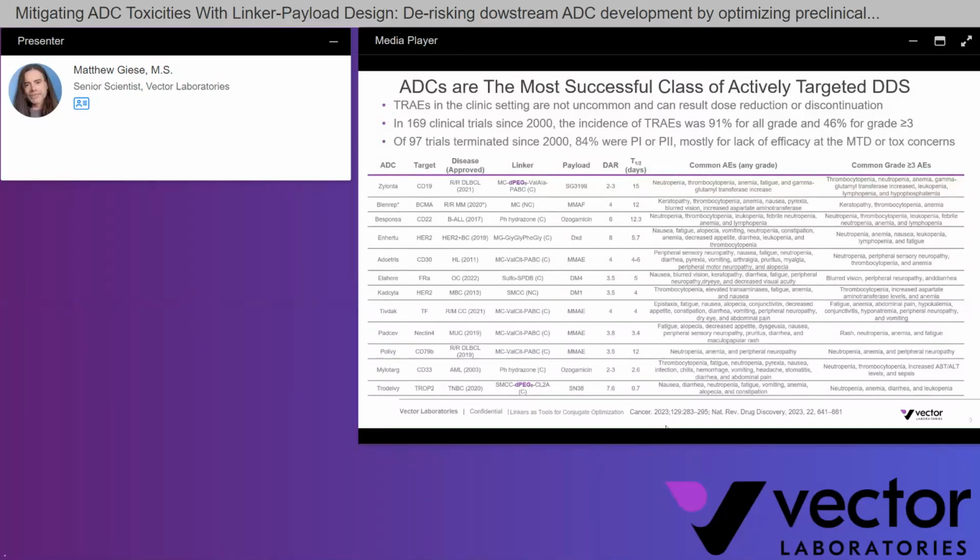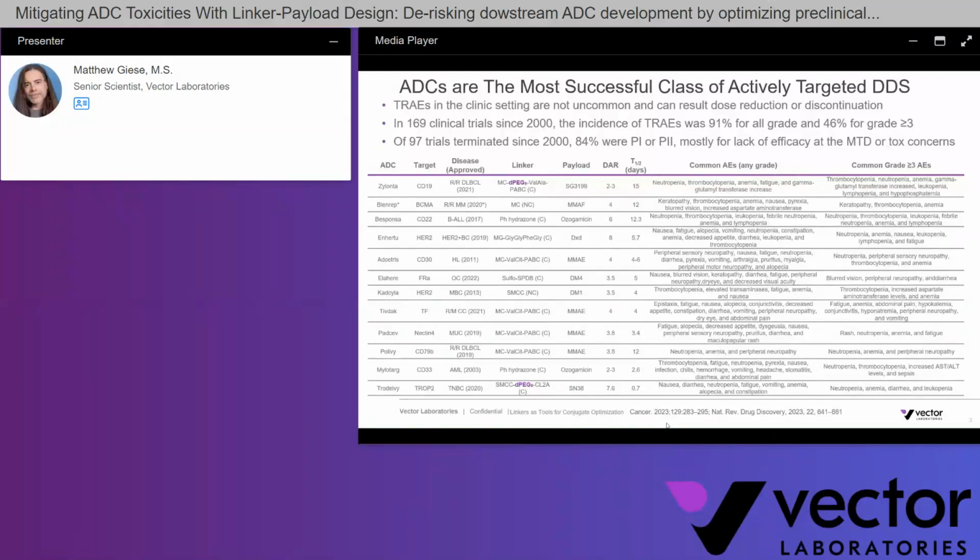Furthermore, the failure rate in the clinic is not insignificant. Of the 97 trials terminated since 2000, 84% were in phase 1 or phase 2. And for the vast majority of these, it was due to lack of efficacy at the maximum tolerated dose or due to safety and tox concerns. So while ADCs have seen some success, there's substantial room for improvement, particularly with respect to tox and safety.